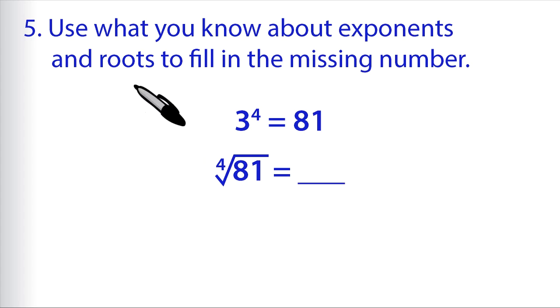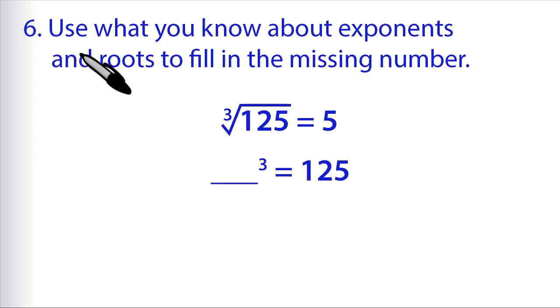For problem 5, we have use what you know about exponents and roots to fill in the missing number. And we're shown that 3 to the 4th power equals 81, and we need to figure out what the 4th root of 81 is. So what number raised to the 4th power would give us 81? Well, 3 raised to the 4th power gives us 81, so the 4th root of 81 is 3.